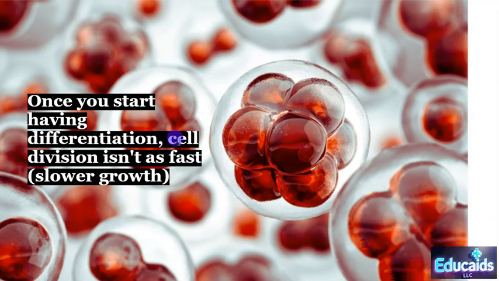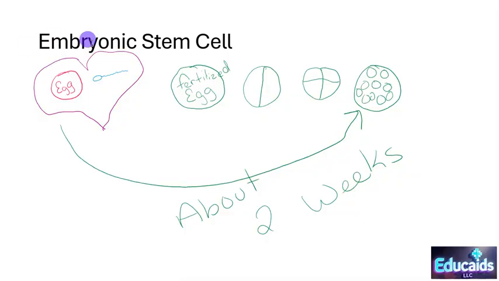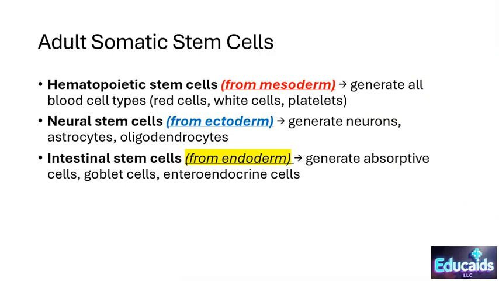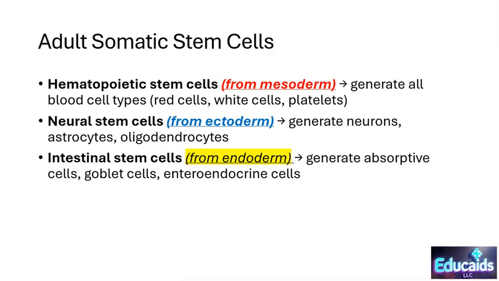Once you start having differentiation, cell division isn't as fast. So when it's just an embryonic stem cell, it's not thinking about it. All it's doing is division. And those cells can become anything. Once you have differentiation, so this would be like your somatic embryo, your somatic cells, they have some differentiation, but they can still become different things, but they're a little bit different. So adult somatic cells, that's this.